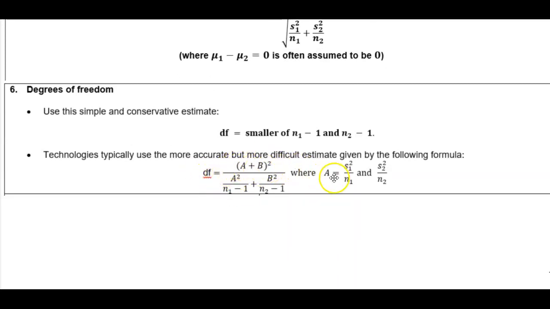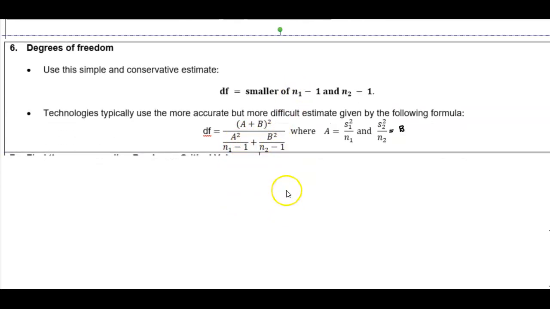Before we look at this formula, A is going to equal the sample standard deviation of 1 squared over N1, and B is going to equal the sample standard deviation of 2 squared over N2. The degrees of freedom would then equal (A plus B) squared over A squared over N1 minus 1 plus B squared over N2 minus 1.